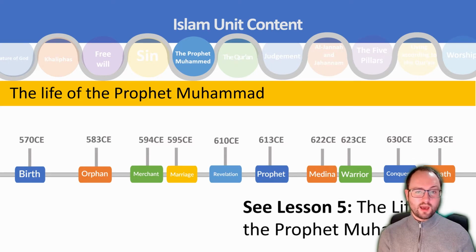And of course, we mapped out his life in a timeline, looking at his birth, some of the key moments in his life, when he was made an orphan, his parents died, when he became a merchant, and he worked for his aunt as a merchant, later then being married to her, and becoming a very successful merchant in the area.